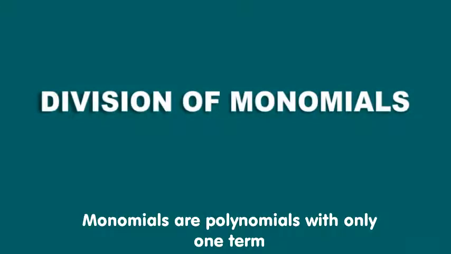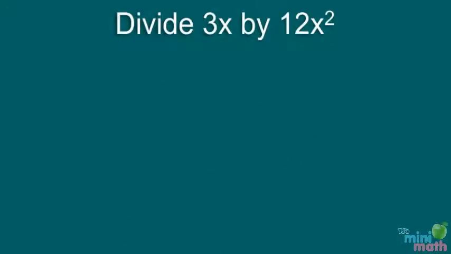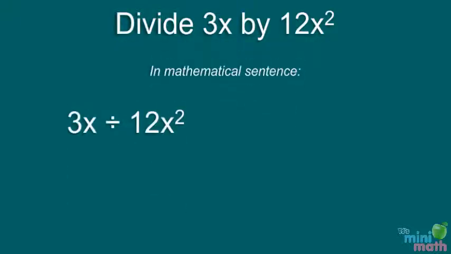Okay, so today's lesson is all about division of monomials. And as you all know, monomials are polynomials with only one term. For example, we are going to divide 3x by 12x squared. So in mathematical sentence, that is 3x divided by 12x squared, or pwede naman sa masulat as a fraction, like this, 3x over 12x squared. So both are just the same.